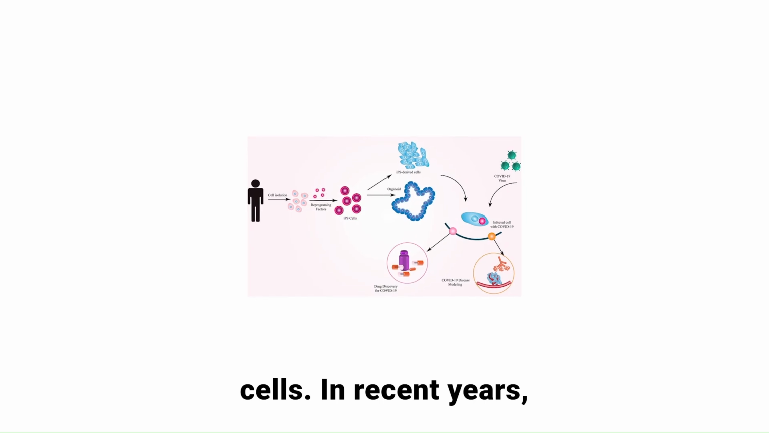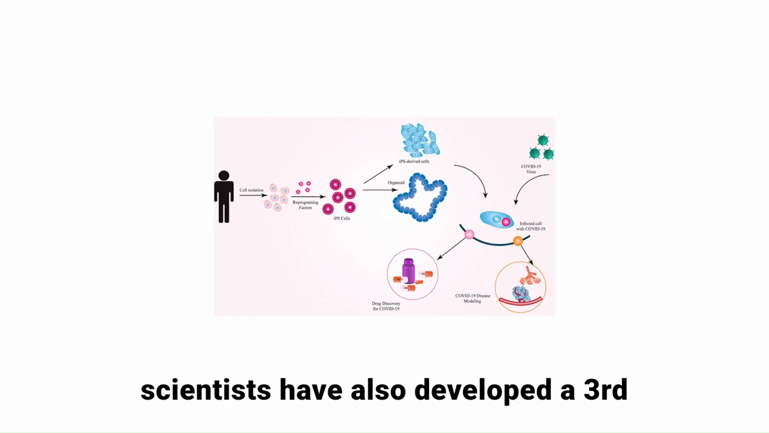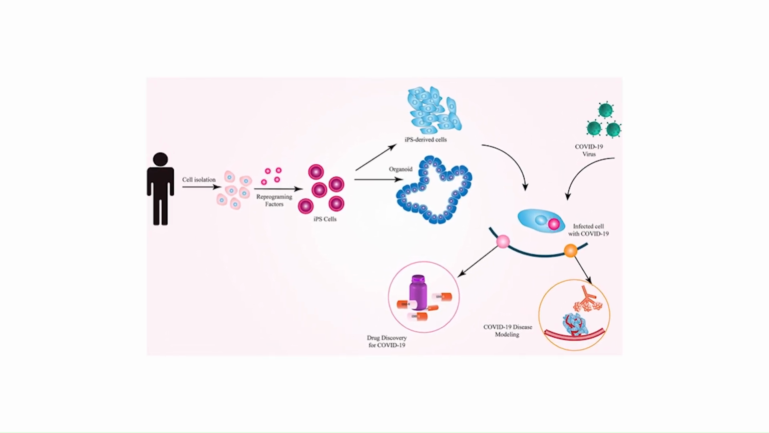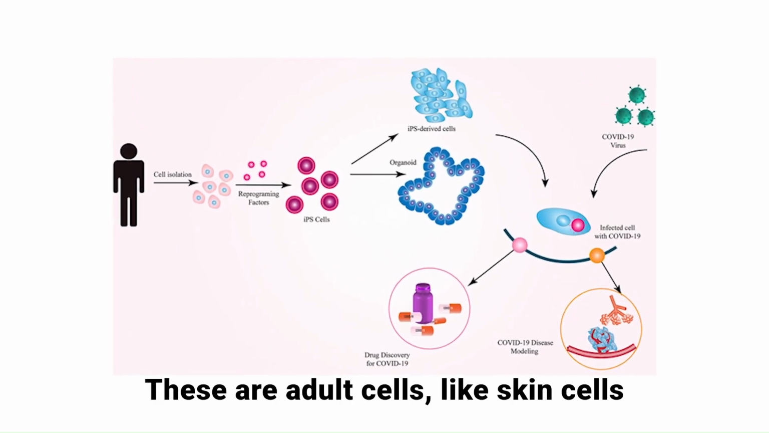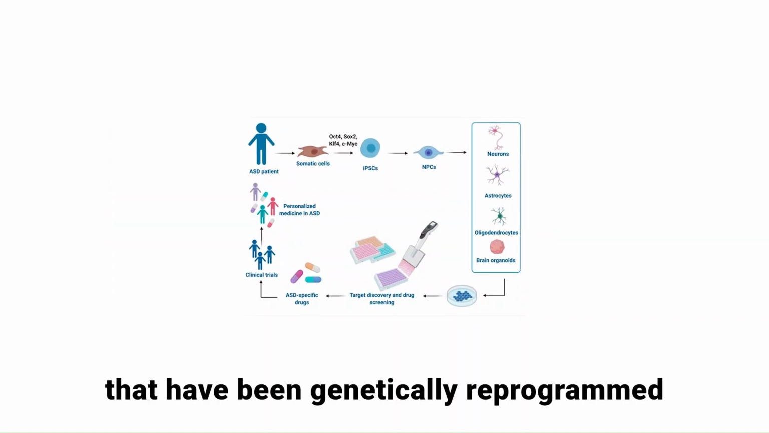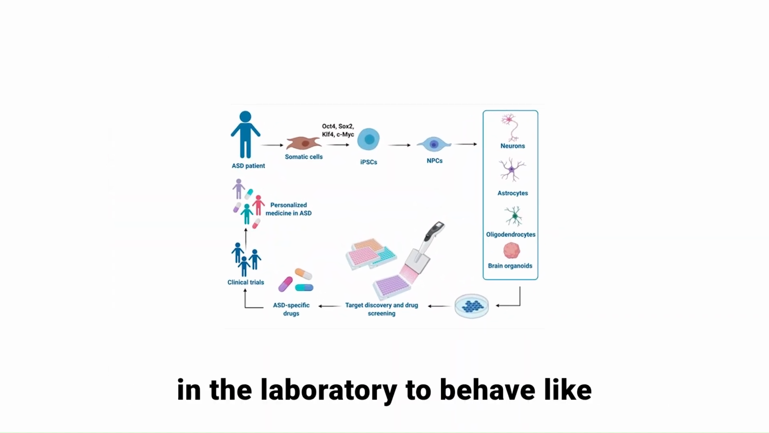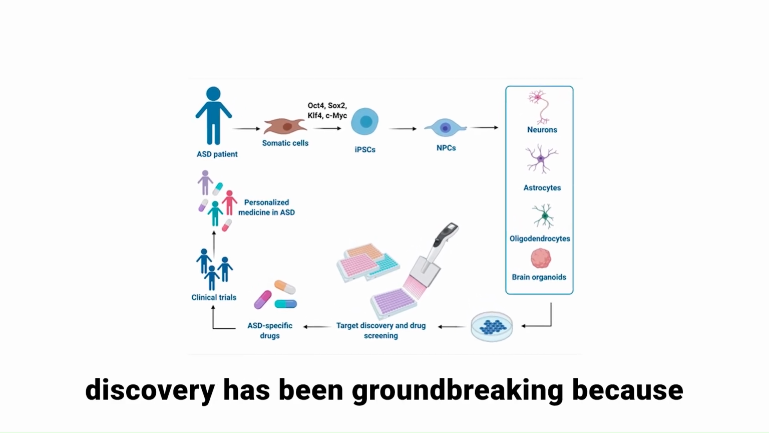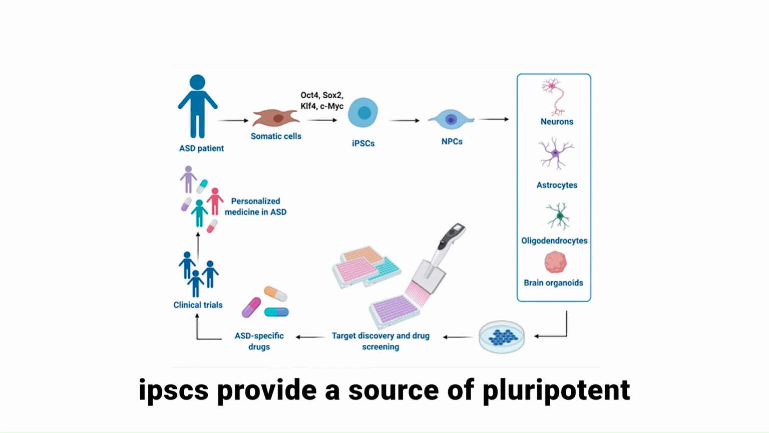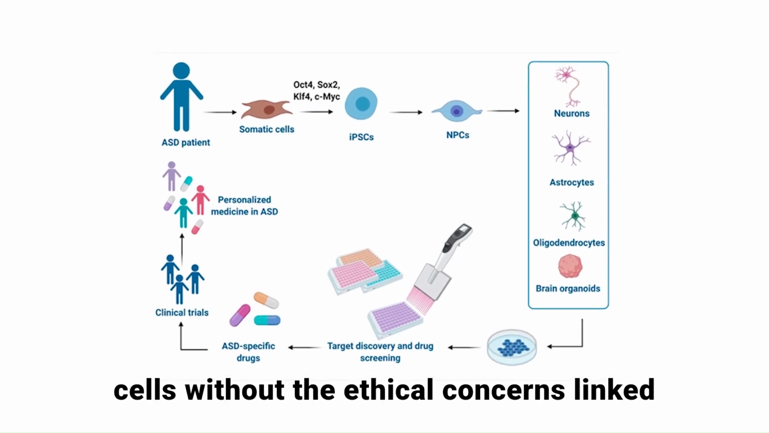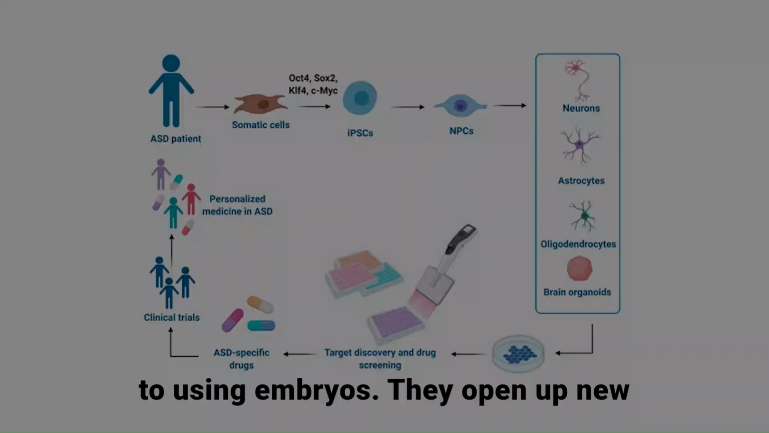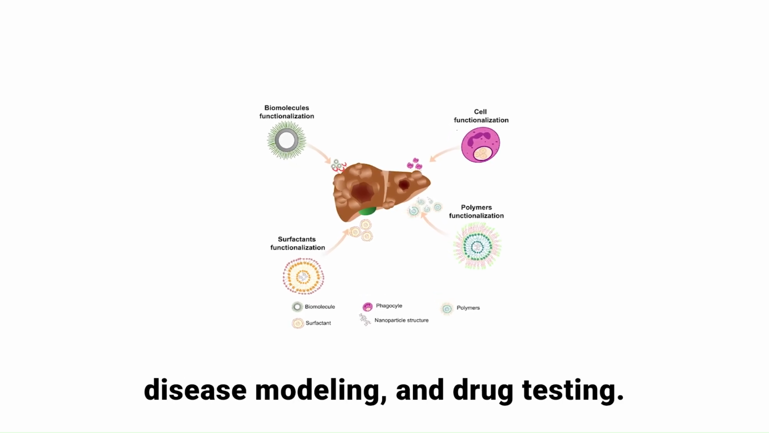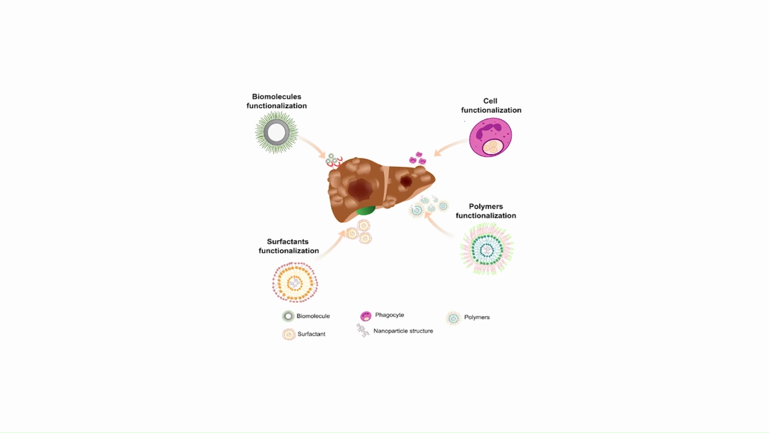In recent years, scientists have also developed a third category called induced pluripotent stem cells, or iPSCs. These are adult cells, like skin cells, that have been genetically reprogrammed in the laboratory to behave like embryonic stem cells. This discovery has been groundbreaking because iPSCs provide a source of pluripotent cells without the ethical concerns linked to using embryos. They open up new possibilities for personalized medicine, disease modeling, and drug testing.